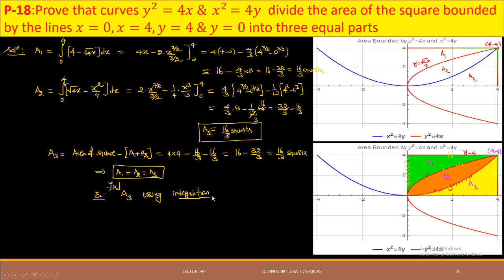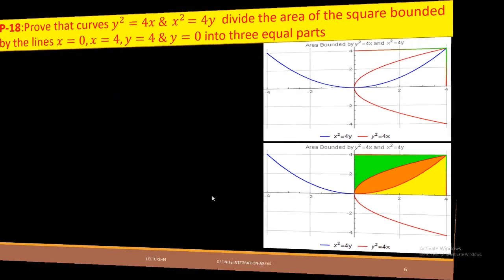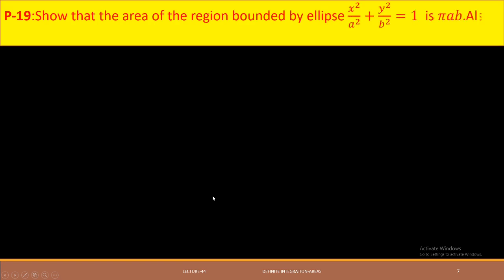Okay, now let us solve the next problem. Here is our next problem. Show that the area of the region bounded by the ellipse x square by a square plus y square by b square is equal to 1 is pi ab. Also deduce that the area of the circle x square plus y square is equal to a square.